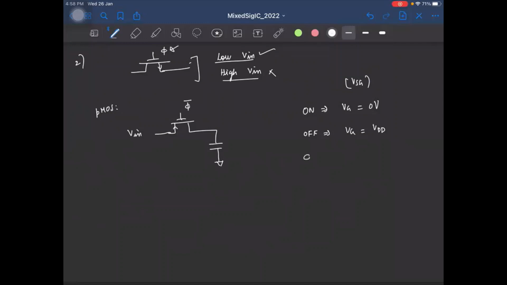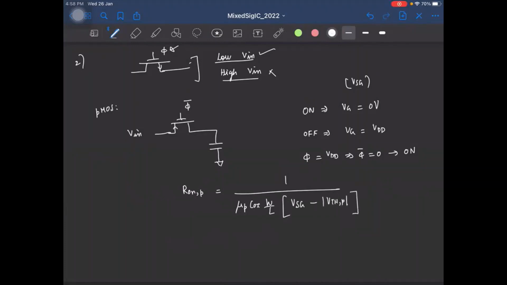Okay, so because if phi is 1 now, that is phi is equal to VDD, which implies phi bar will be 0, and then the PMOS will be on, right? Similarly for the other case also. Okay, and what is the on resistance of the PMOS? I'll call it R on P. That is 1 by mu P Cox W by L, source to gate voltage, minus mod VTHP. Right? We can derive it similarly to the way we did for the NMOS switch.